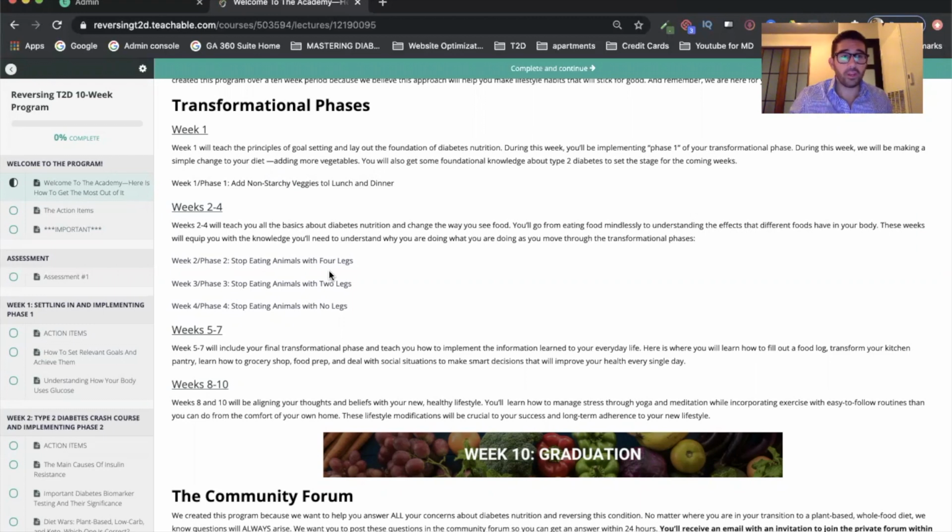And then by week number 4, you stop eating animals with no legs. So that means that by week number 5, you are fully plant-based. Literally a full month of transformation that is slow and steady, okay? And trust me, by week number 2, week number 3, even on week number 1, people start seeing results.